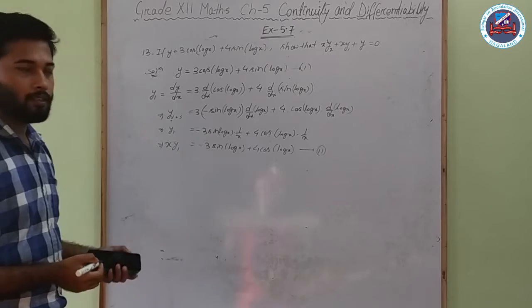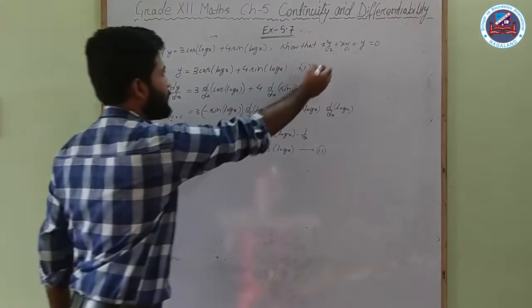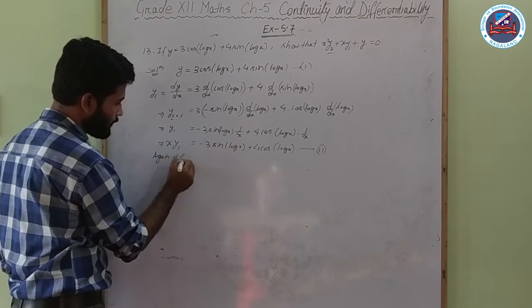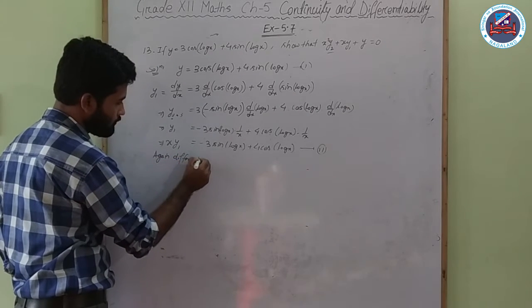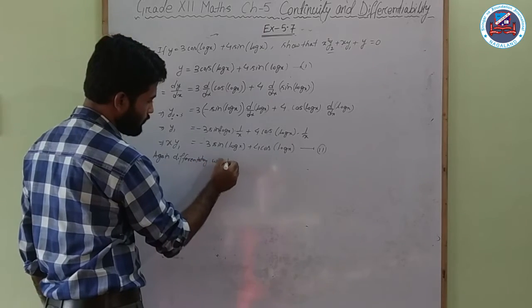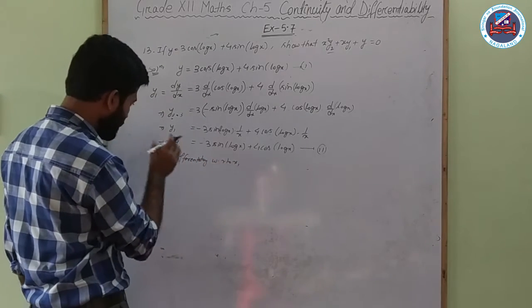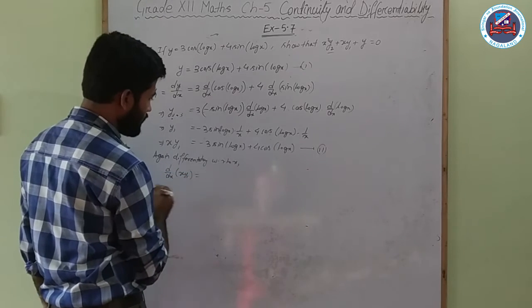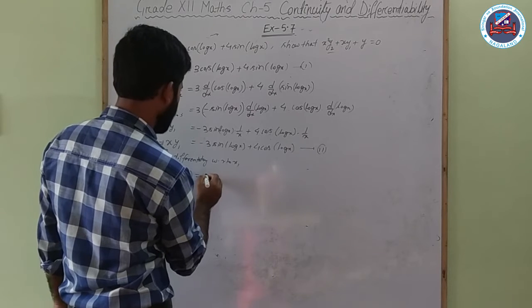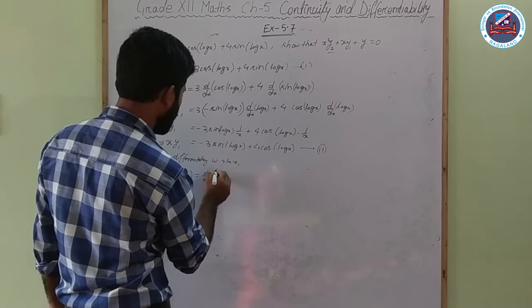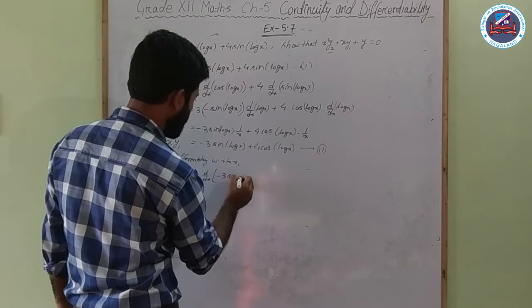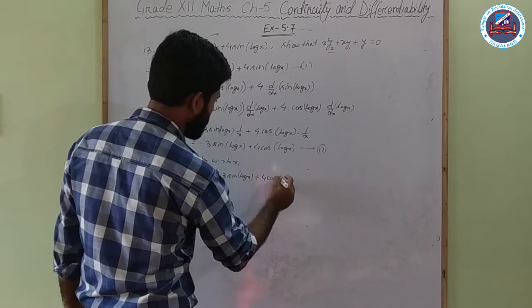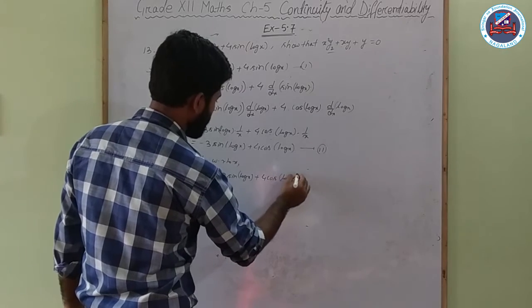Now, what we need to find? We need to find the second derivative, that is, we need to find y2. Again differentiating with respect to x. So, if I differentiate this, I shall have d/dx of x y1 is equal to d/dx of minus 3 sine log x plus 4 cos log x, isn't it?